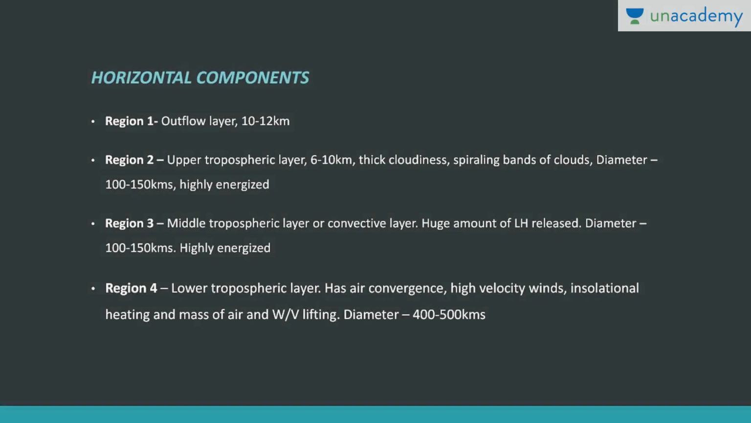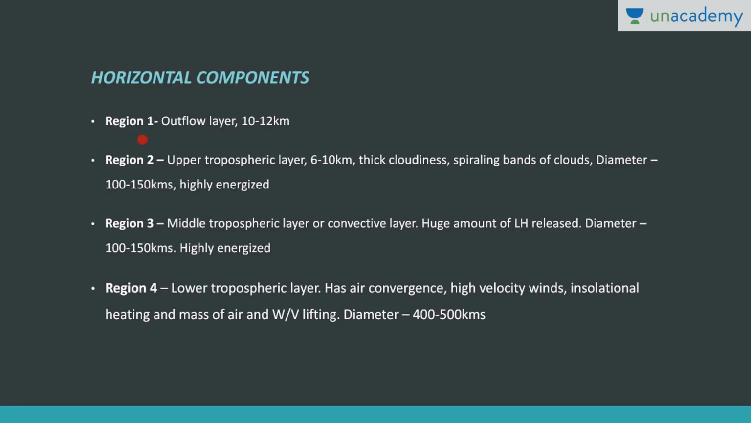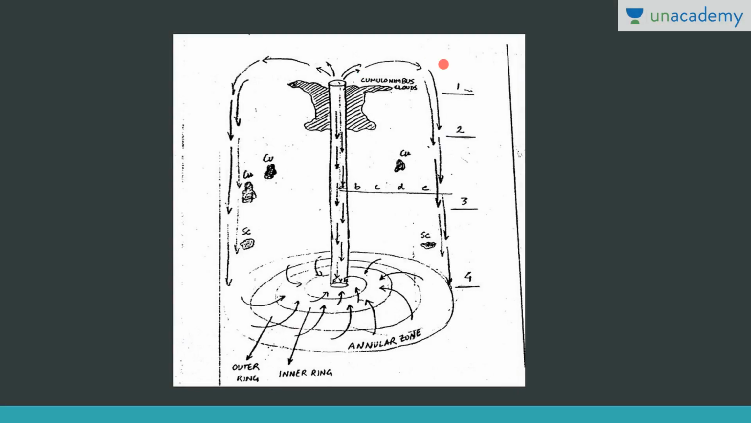You can see it in this diagram. These are the 4 regions: region 1, region 2, region 3, and region 4. Now in region 1, that is the upper layer, at an altitude of 10 to 12 kilometers, here mainly the winds are flowing outwards. You can see it here. This one is region 1. The winds are flowing outwards, right? So this is the outflow layer.